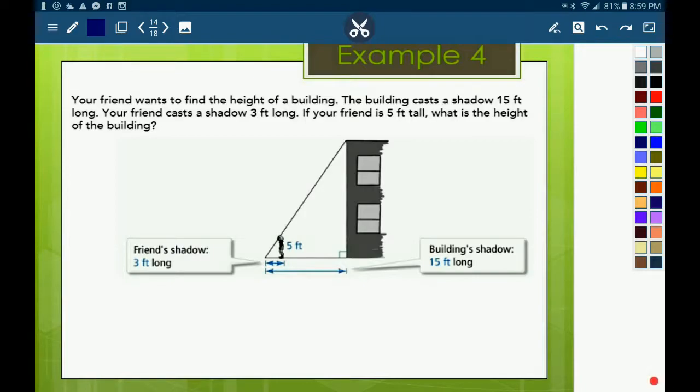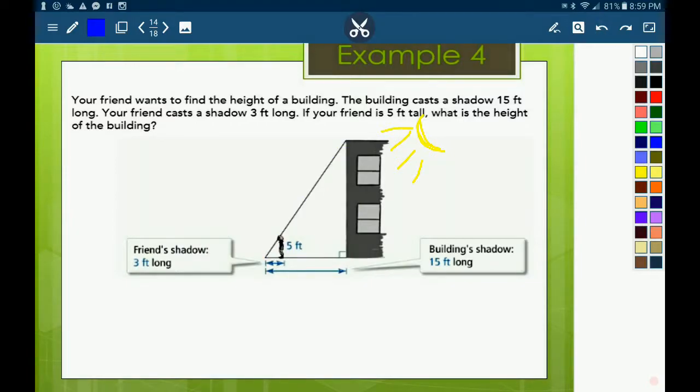Now, the idea here is that when the sun casts a shadow, it's going to cast a shadow at the same angle off of your head as it does off a building. And what this does is it creates similar triangles. So the triangle that is created between you and your shadow, and the triangle that is created between the building and its shadow. Okay, so similar triangles. One is big, one is small.